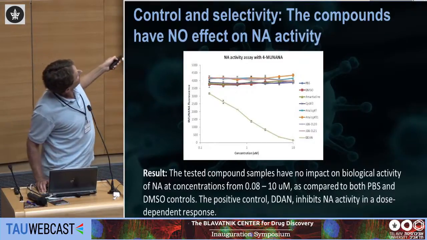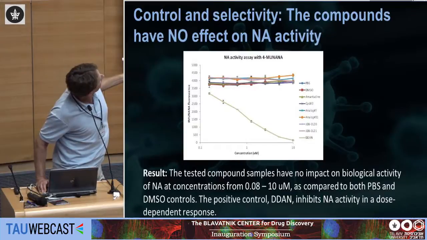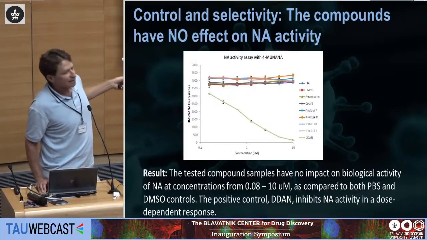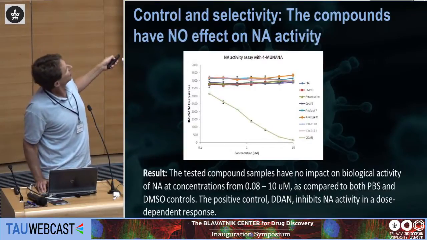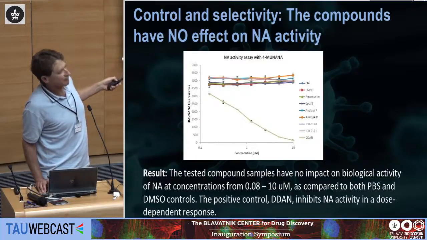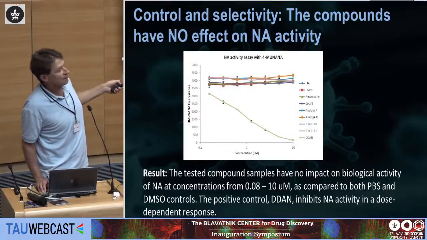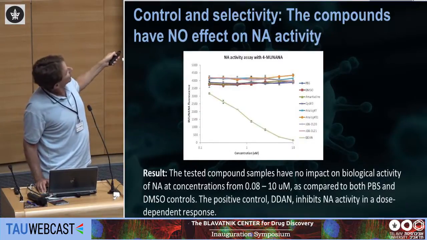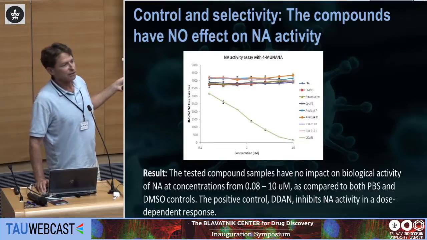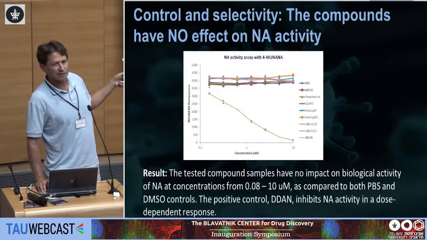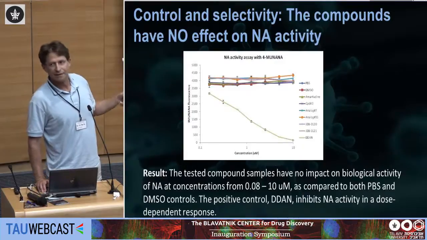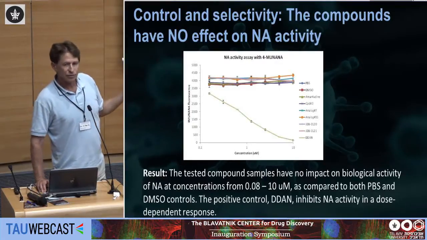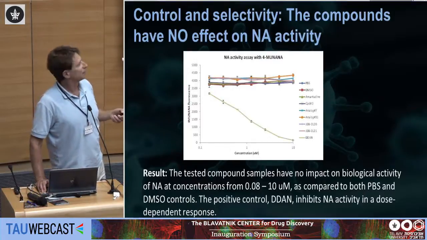And this curve here for DANA shows active inhibition of neuraminidase, because that's a known inhibitor of neuraminidase. None of the compounds show similar inhibition, so you see that they don't interact directly with neuraminidase, so presumably they block the channel and therefore inhibit the virus.